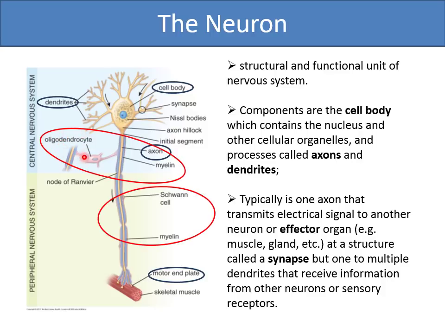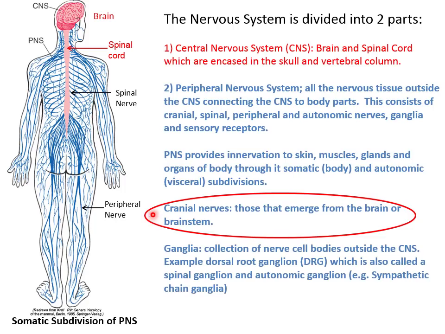We can see the oligodendrocyte here for the central nervous system and the Schwann cell here for the peripheral nervous system. The nervous system is divided into two parts: the central nervous system, that includes the brain and spinal cord, which are encased within the skull and in the vertebral column. And then the peripheral nervous system, which is all of these nerves outside of the CNS, connecting the central nervous system to the various body parts. It includes cranial nerves, spinal and peripheral autonomic nerves, ganglia, and sensory receptors. Note that the cranial nerves are those that emerge either from the brain or the brainstem.